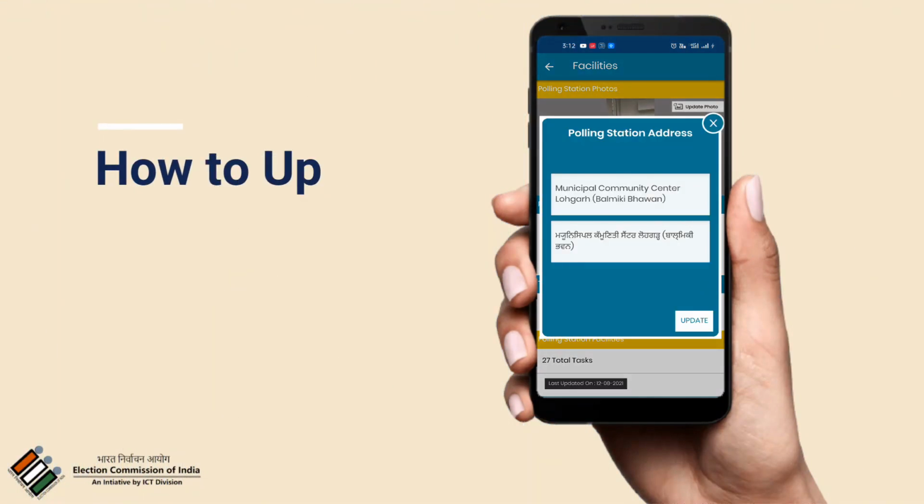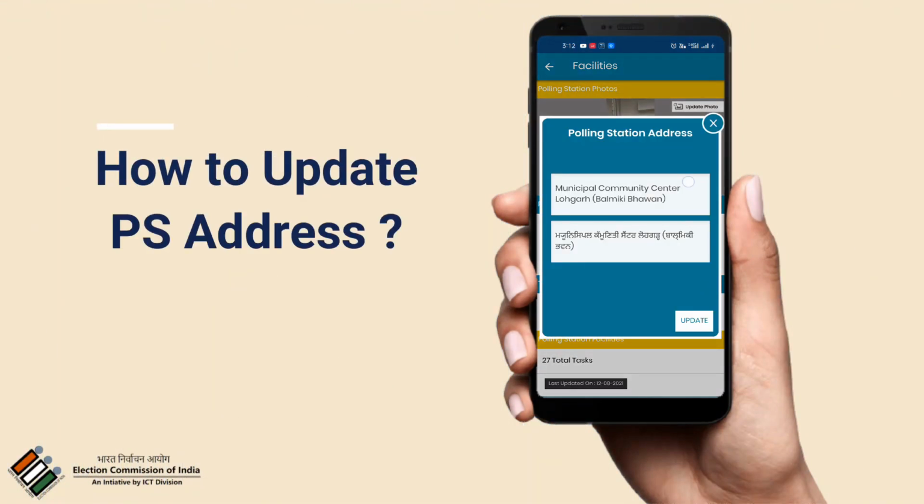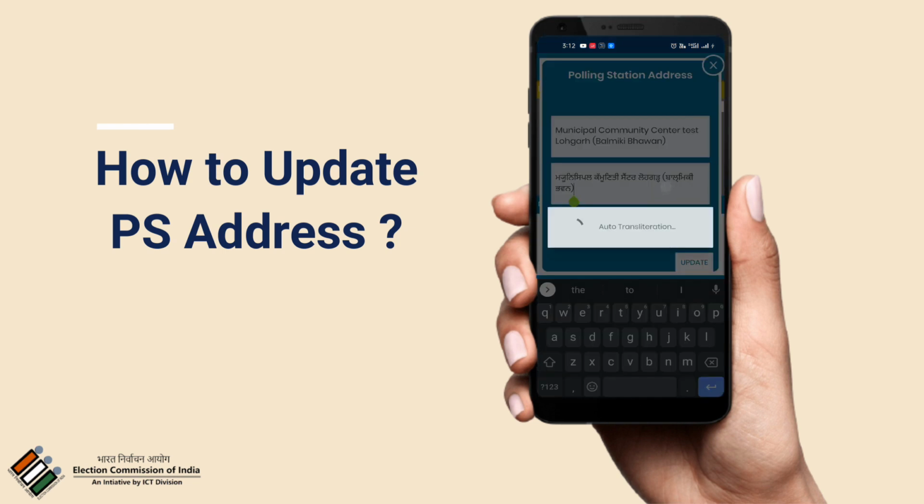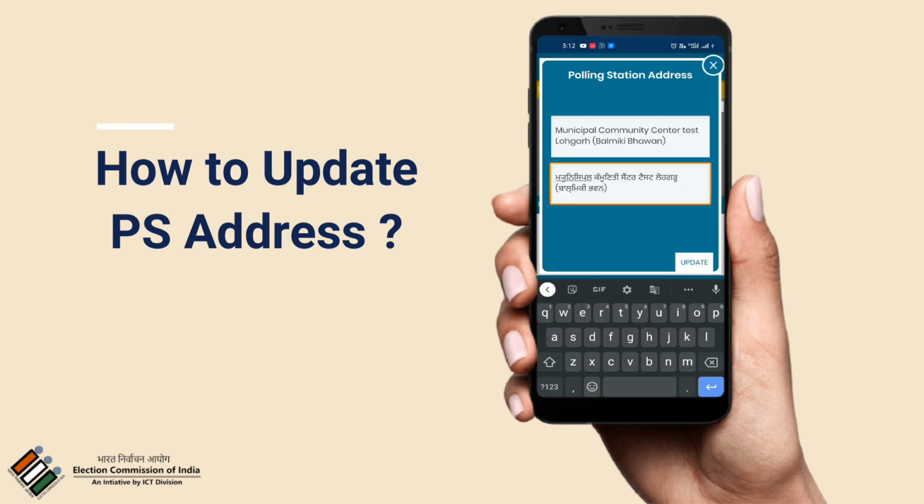Similarly, to update the address of the polling station manually, the user needs to click on the address icon. This will open a pop-up. Users need to make required changes in the text box. This will automatically change the address in the vernacular language also. After confirmation, the user needs to click on the update button to save the details.